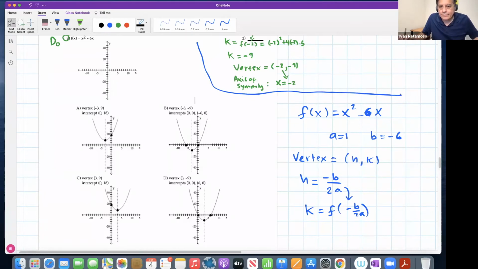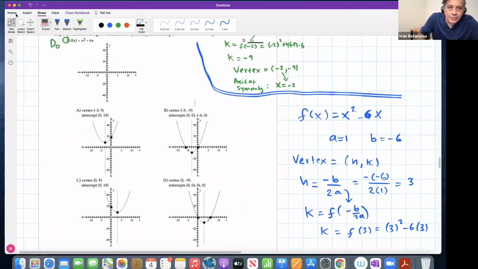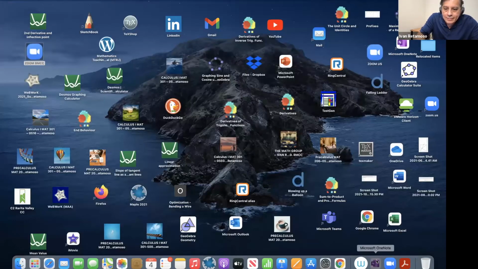All right, guys, let's do it together. Minus b should be minus minus 6, over twice a, twice 1. Doing the math, this is 6, this is 2. 2 into 6 is 3. And the evaluation of the function at 3 will be f of 3. You can do it here: 3 squared minus 6 times 3. This is 9. This is negative 18.